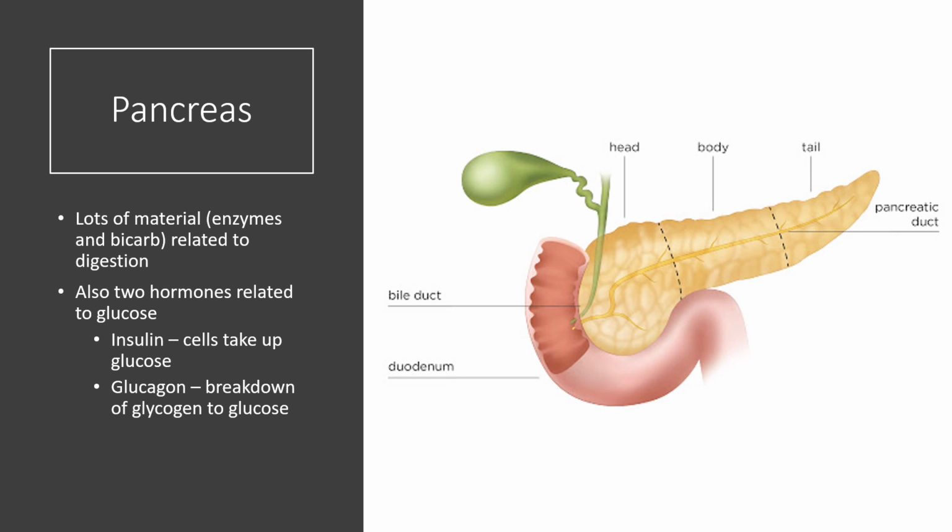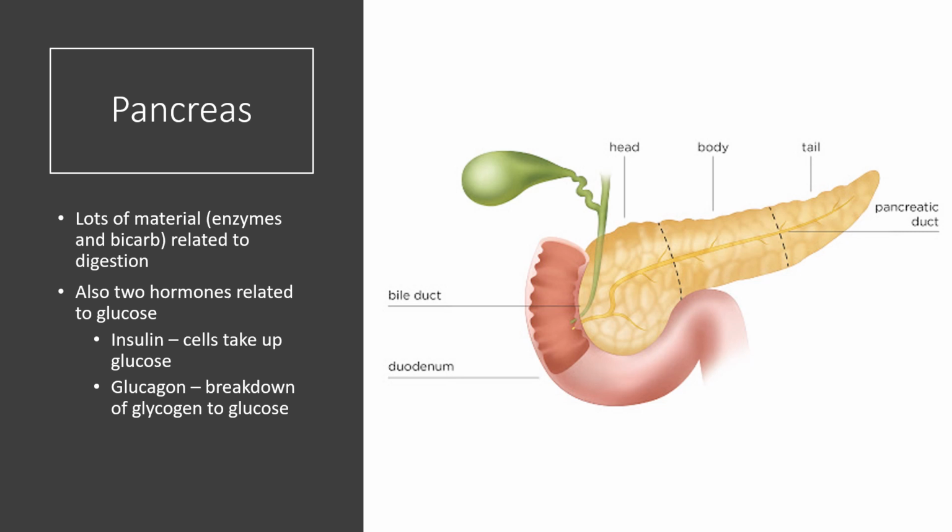One of the big things it does is it secretes enzymes, but it also secretes bicarb to help reduce the acid content of the food reaching the small intestine. And how it does that is it actually has a little tiny duct that drops out right between the stomach and the small intestine and it drips material out.